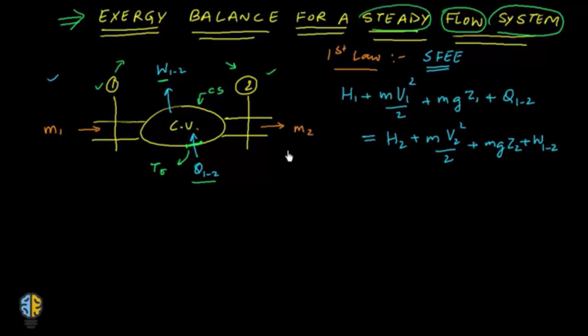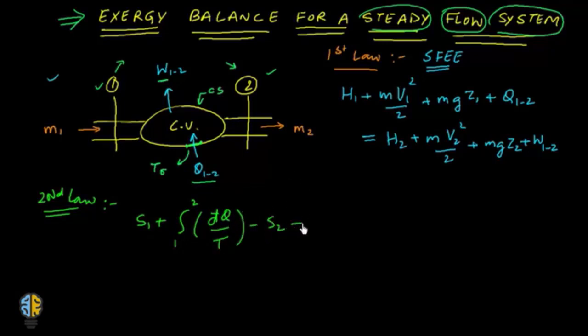Now let's apply the second law. When you apply the second law, you get S1 plus the integral from state 1 to state 2 of dQ upon T, minus S2, equal to the entropy which is generated in the system.